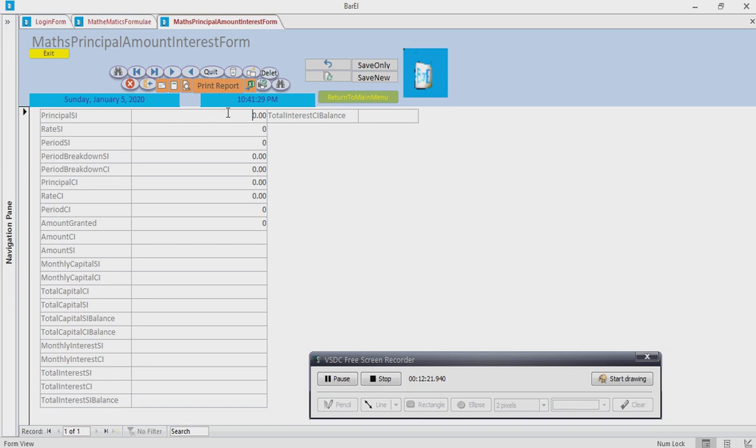If the principal is 1000 and the rate is 0.1, for simple interest, principal is 1000, period is 1, number of periods in 1 year, the period breakdown is 12, then monthly interest is 8.3.